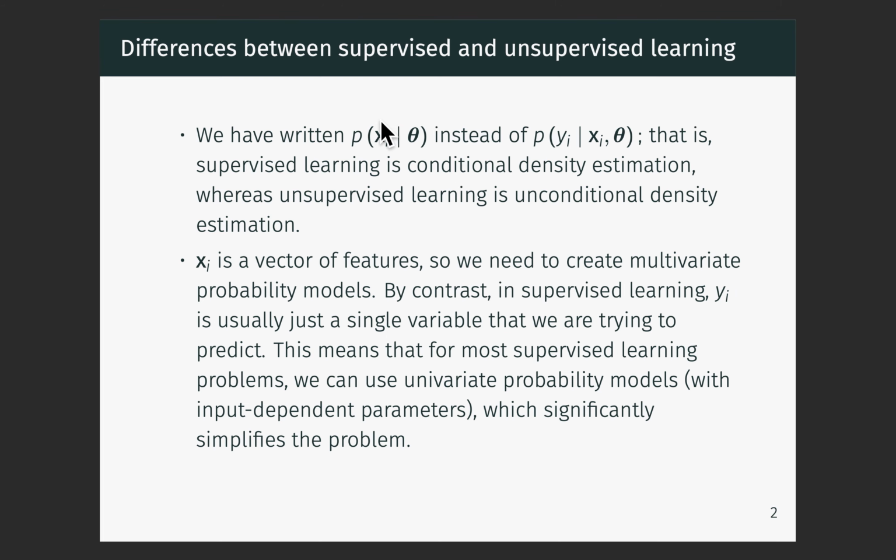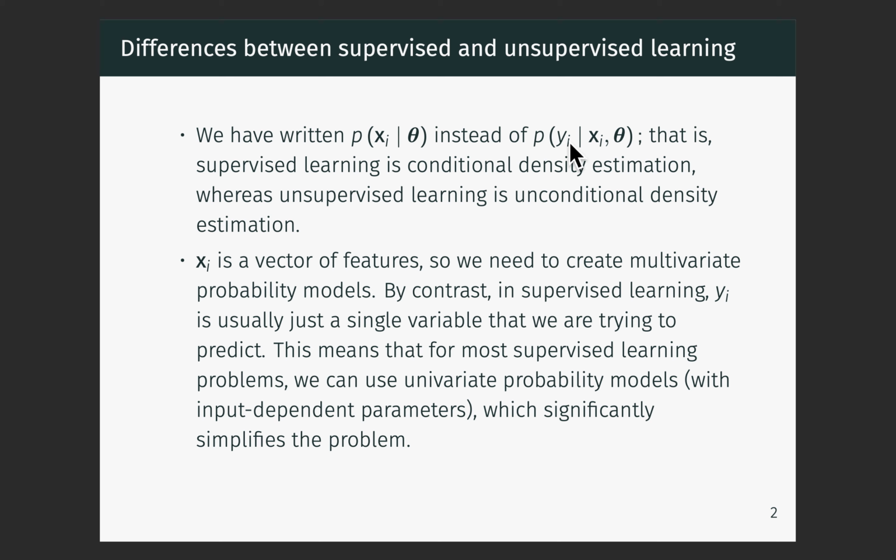So in some sense, unsupervised becomes a much harder problem to solve. If you look at this particular expression, which is the probability of x_i given theta, x_i is not necessarily univariate. It can be univariate, but in many cases you will have the data across multiple dimensions. So now you have to model multivariate probability distributions, which is not as trivial as in the case of supervised learning.